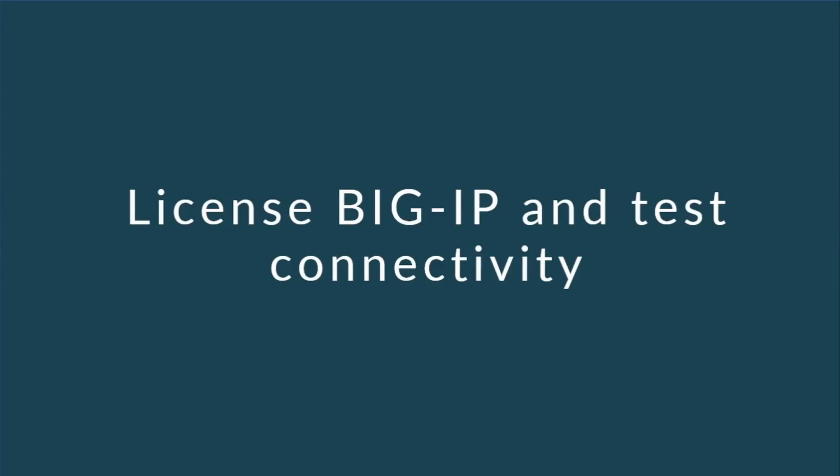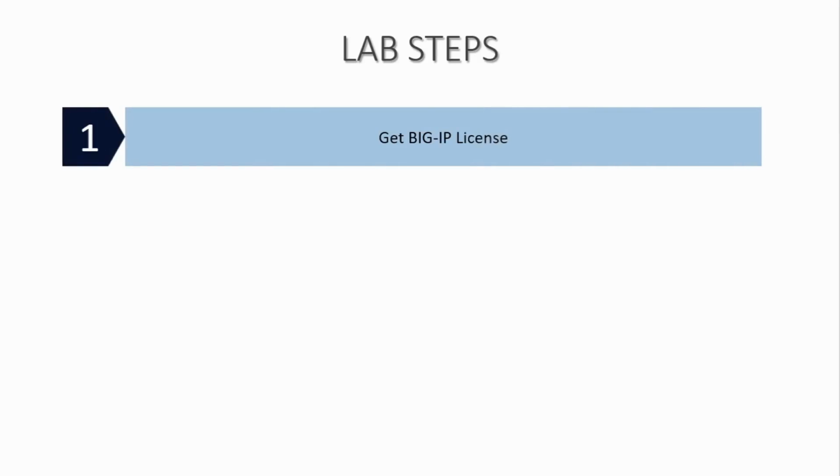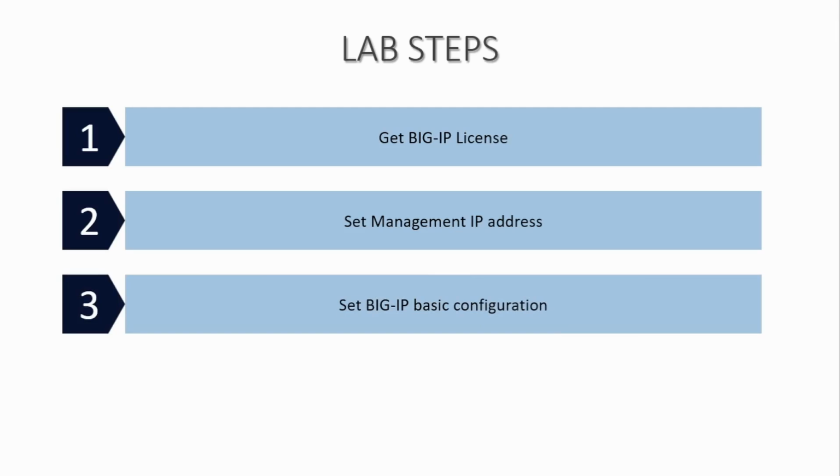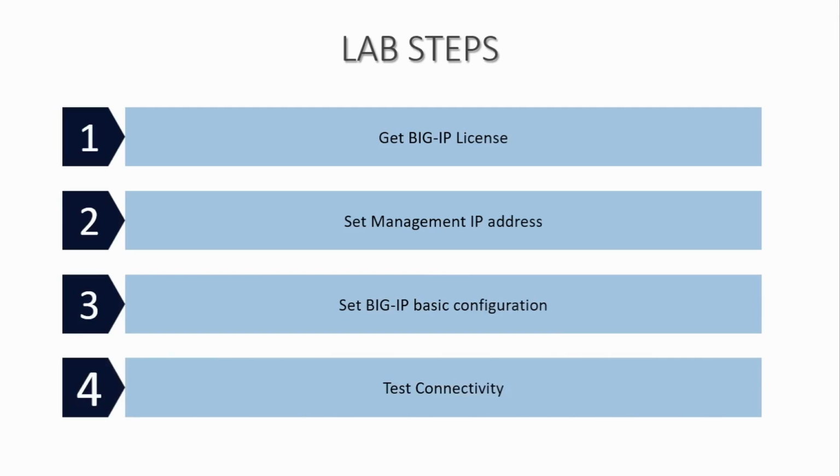In this lesson, we're going to license F5 BigIP and test the connectivity between the BigIP and the web servers. First, we're going to get the BigIP license from the F5 website. Then we will set a new management IP address and apply basic configuration to the BigIP, and finally test the connectivity between the F5 BigIP and the 3 web servers.